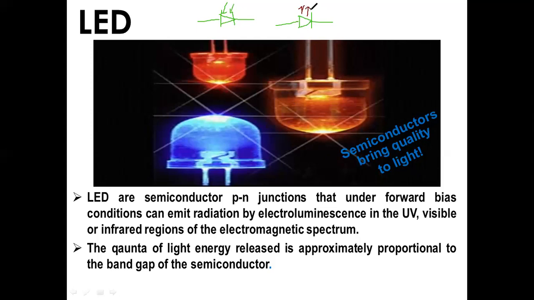Just imagine, the photodiode takes the light intensity for the reverse current. Whenever light falls on the diode, it produces the reverse current. But the light emitting diode means this diode itself emits the light. From the diode only, light is coming.